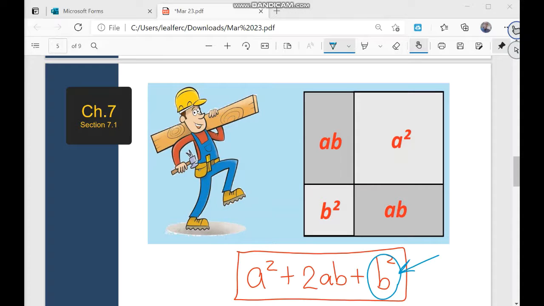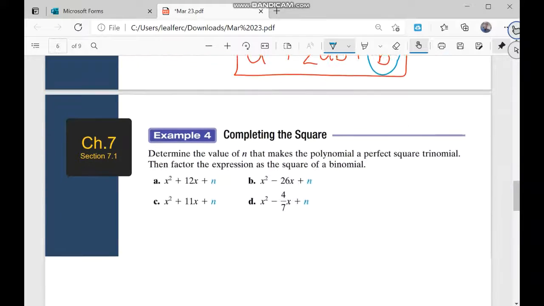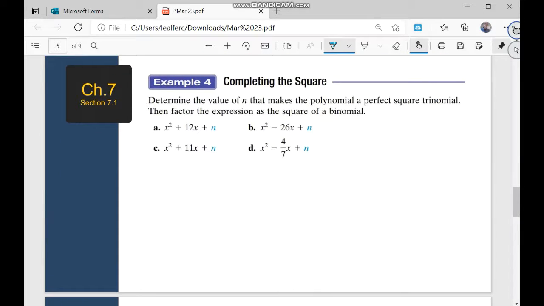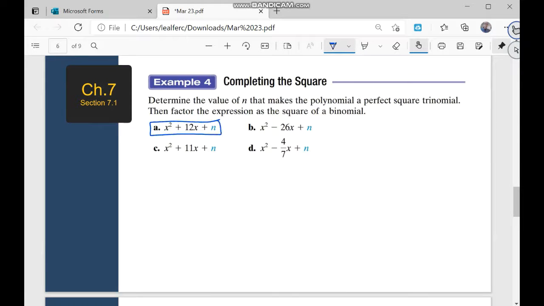Now let's move on and apply this to an example. Maybe you're going to understand better when we apply it. I'm going to work only on the first one, this first example here: x squared plus 12x plus n. We need to find n. n is the square that's missing.